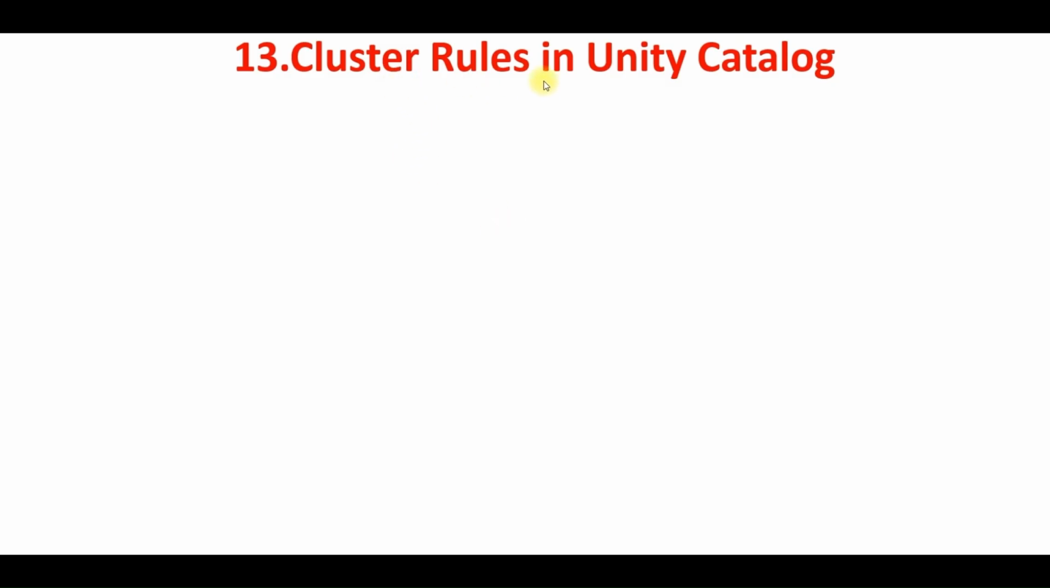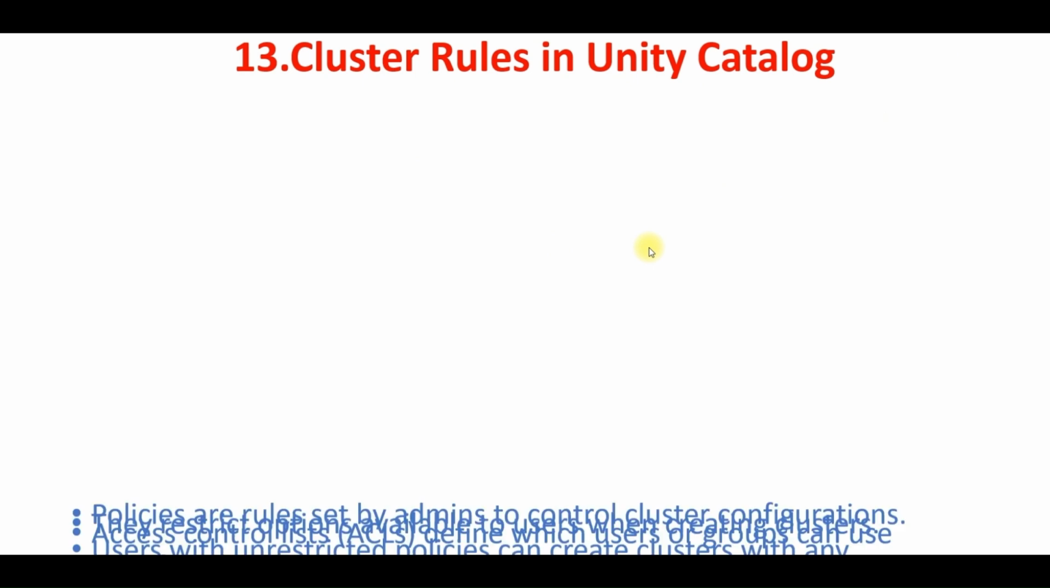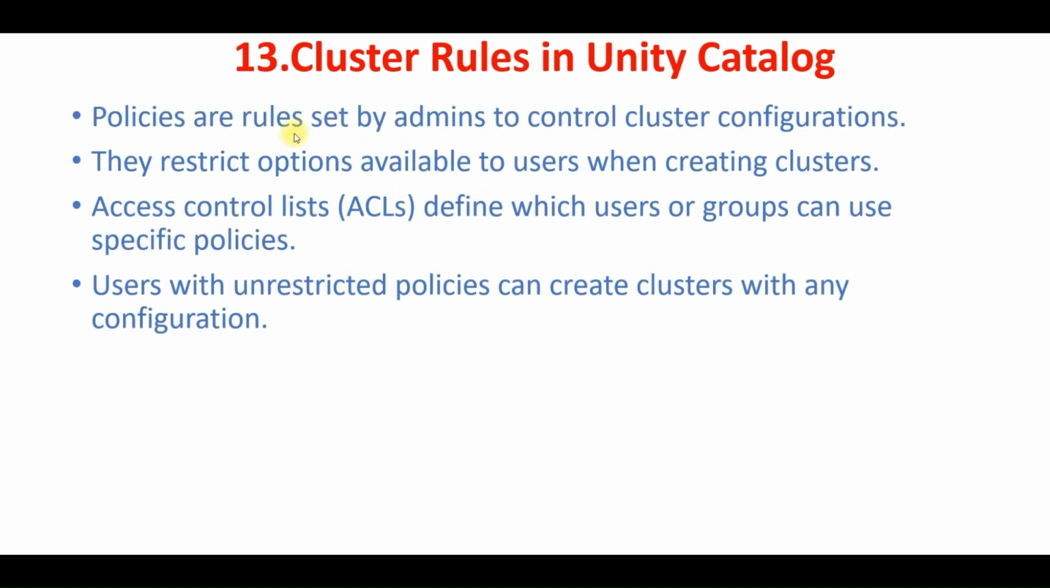So let me discuss the cluster rules in the Unity catalog. Policies are rules set by admin to control the cluster configurations. They restrict the options available to users when creating clusters. Access control lists define which user or group can use a specific policy. With unrestricted policy you can create a cluster with any configuration, which I already showed you. If you select no isolation, then Unity catalog will disappear.